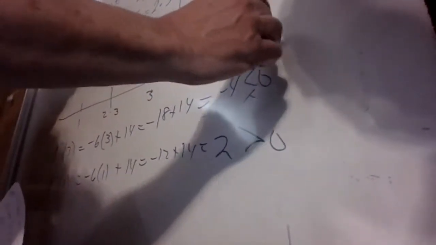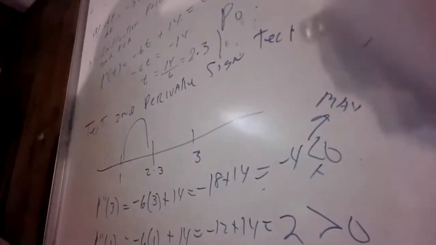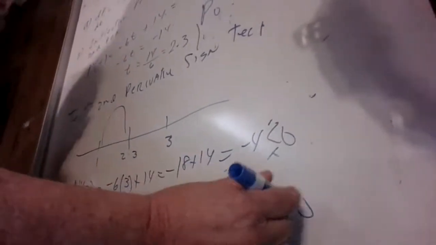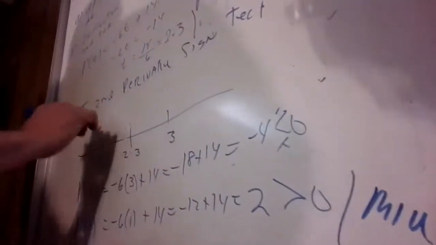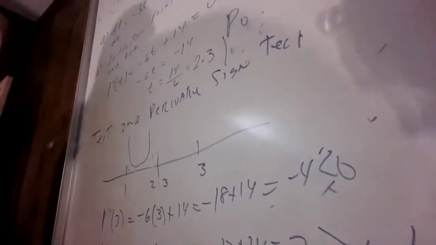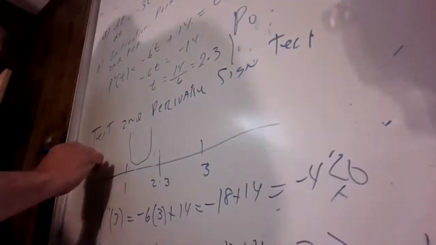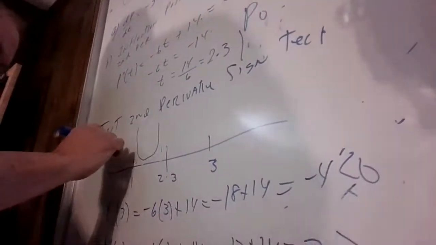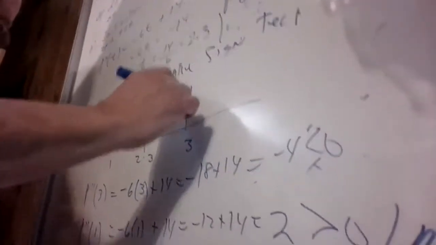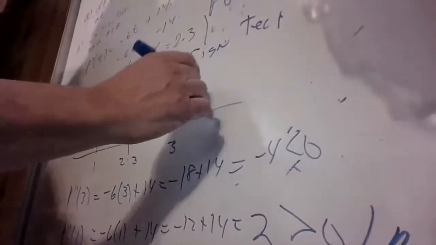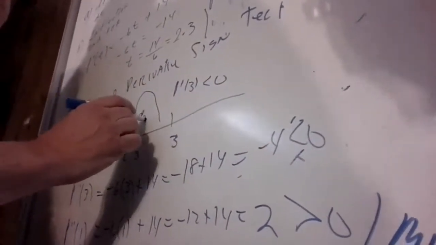Less than 0 puts you at a maximum, so it'll be like this. I'm sorry, P double prime 1 is greater than 0. That's going to put you at a minimum, so that's going to look like this, or concave up. That's at 1, where P double prime 1 is greater than 0. Now, P double prime 3 is less than 0. That's going to put you at a maximum, or concave down.